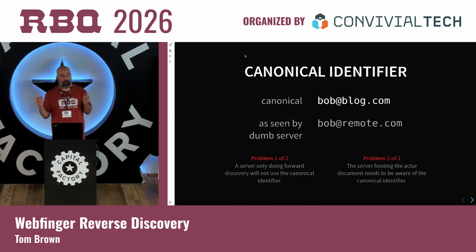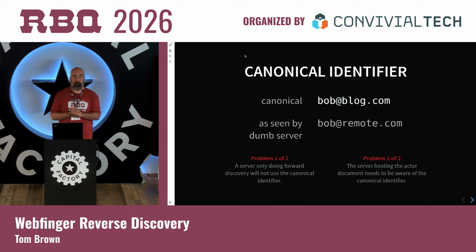0.1% of the time, somebody's got a custom domain where maybe they've got, like I do, a Jekyll blog, and they host their JSON resource descriptor to respond to a Webfinger request. And that actor URI is not on the same domain as the Jekyll blog. It's on a different ActivityPub server. So that's what we're talking about today.